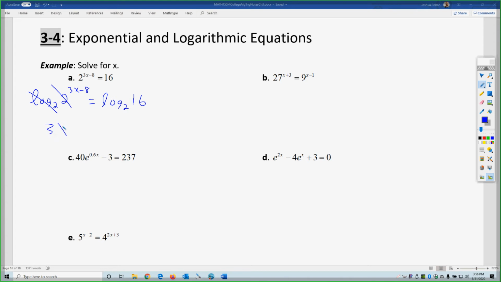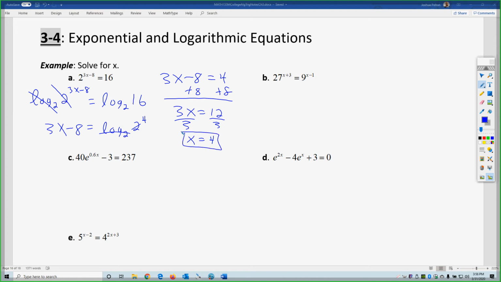So I'm left with 3x minus 8 on the left side. And this is log base 2 and 16 is 2 to the 4th power, which will also nicely cancel. So we move 3x minus 8 equals 4. We'll add 8 and get 12. Divide by 3, x equals 4. You can plug that back in to prove that it actually works, because 3 times 4 is 12, minus 8 is 4. 2 to the 4th is, in fact, 16. Okay, we'll go to the next one.